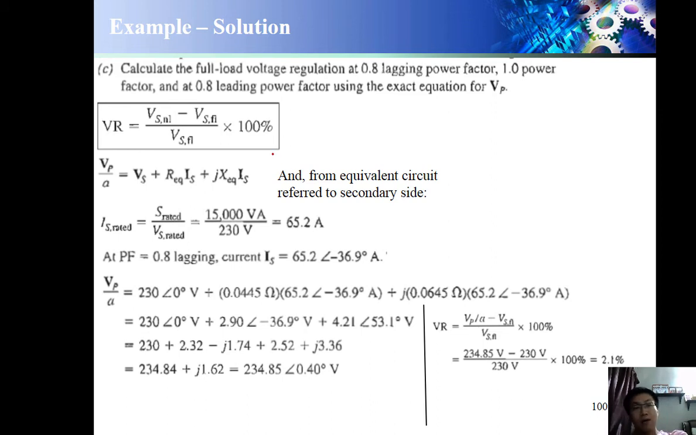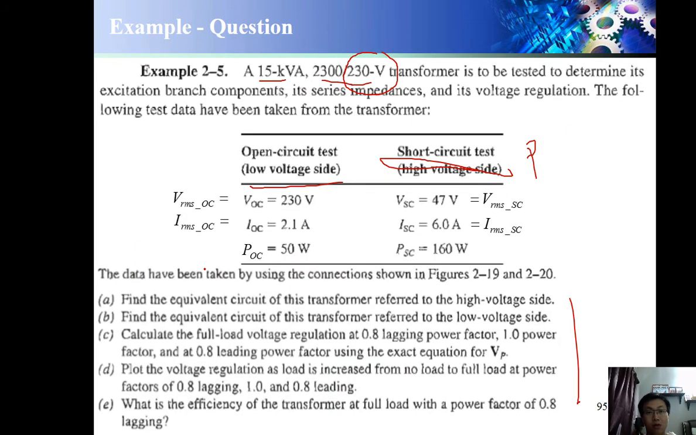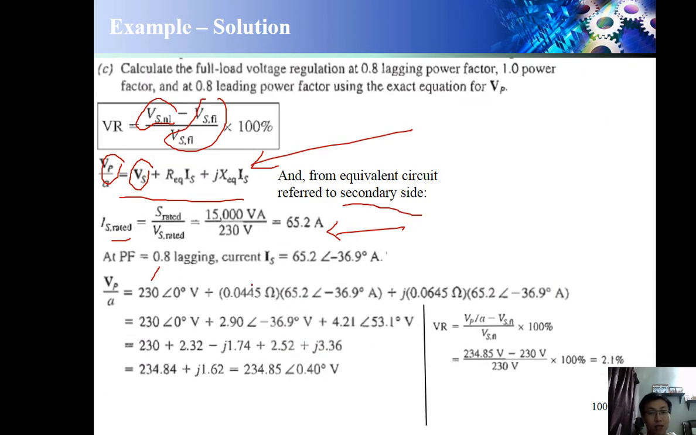So how to find the voltage regulation? Okay, usually the no load comes from here. Full load comes from here. That's why we need to find the phasor diagram. Okay, and also it must always refer to the secondary side. So what we need to do is we need to find the S rated, and then some more, because we know that the output is 230 volt. This one is fixed, you know. You see, this one is 230, and it always starts from 0 degrees.